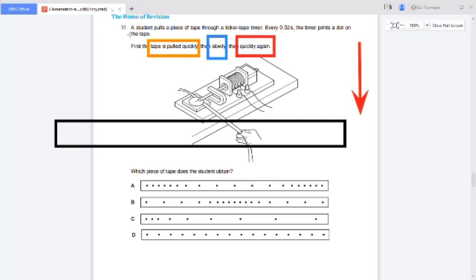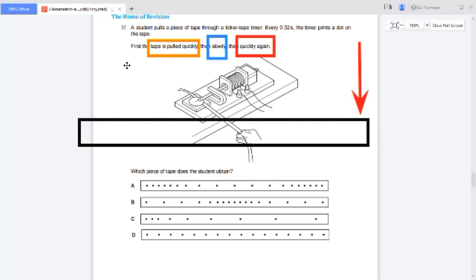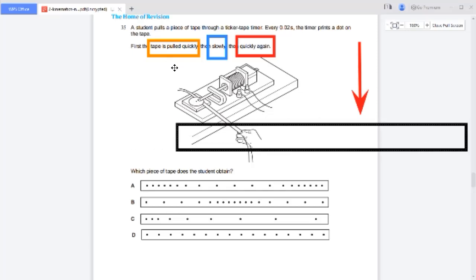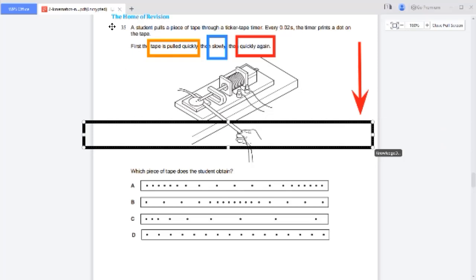So let's see, here is a tape and it is slowly moving like this. When its speed is slow, then the dots printed on it would be one here, one here, the next here, all of them with equal spacing, because it will print a dot after every 0.02 seconds.